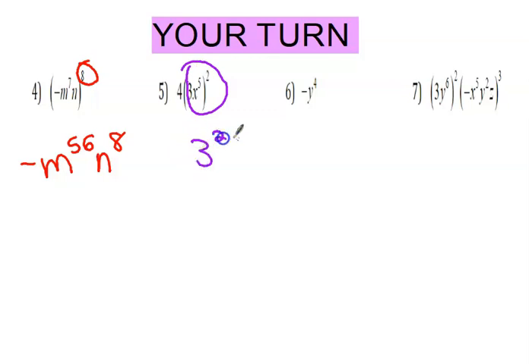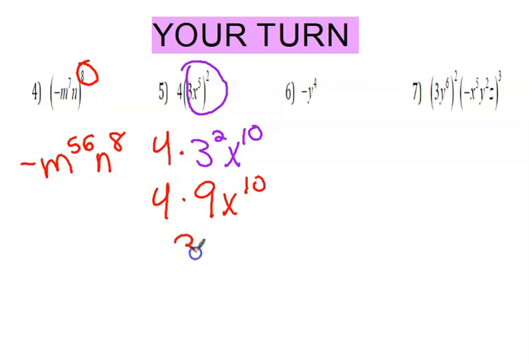So I have 3 squared, x to the 10th, and then I have it times the 4. Well, 3 to the 2nd is 9. And I have that times 4, so that is 36x to the 10th. Please make sure you do everything with the exponents in the parentheses before you move on to the outside. All right, so the next 2, I want you to try on your own and see how you do.